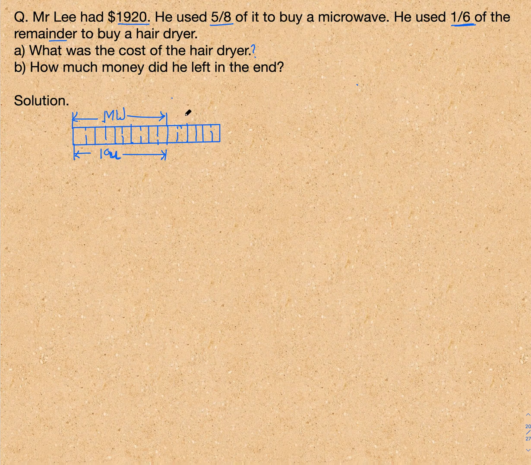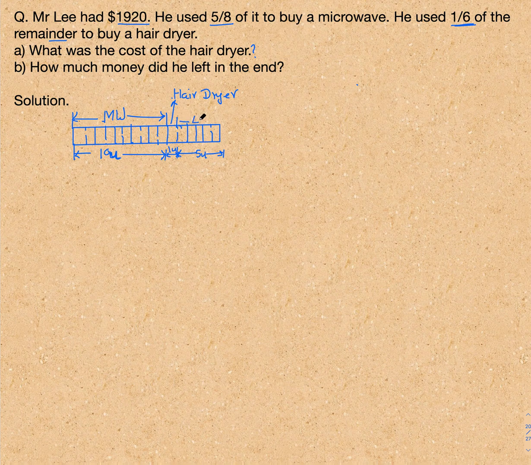Now what else do we have? We know that 1/6 of the remainder he used to buy the hairdryer. So let's say this 1 unit he spent on the hairdryer. Just write here hairdryer. Then how much is left? Clearly all this is left. So from here to here, 1 2 3 4 5 units are left. From here to here 5 units are left.